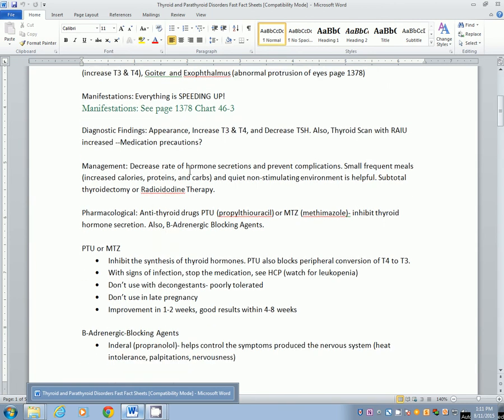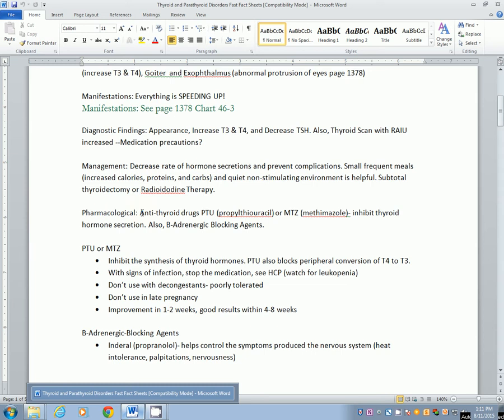Management therapy is to decrease the rate of hormone secretion and prevent complications. They're going to be given small, frequent meals that increase calories, proteins, and carbs. They need very quiet, non-stimulating environments. We want to bring everything down. They may end up with a total thyroidectomy or a radioactive iodine therapy to decrease those levels.